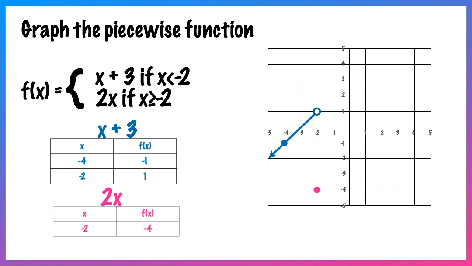Then we'll plug in one more point. We can choose anything greater than negative 2. I'm going to use 0. 0 times 2 is 0, so we'll go ahead and plot that point, and then we'll connect them. And this is my piecewise graph.